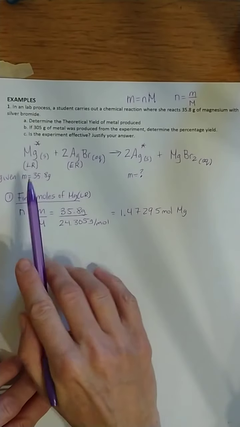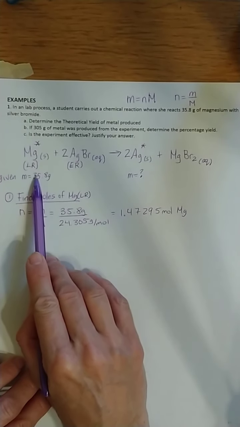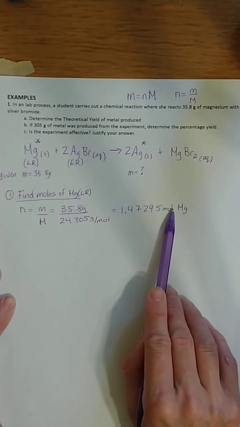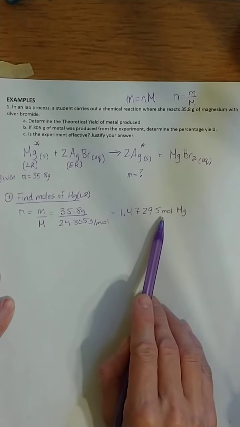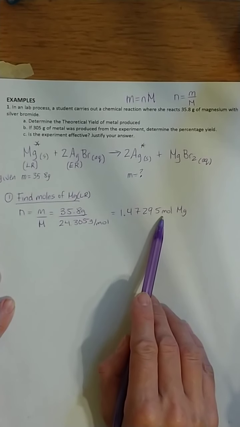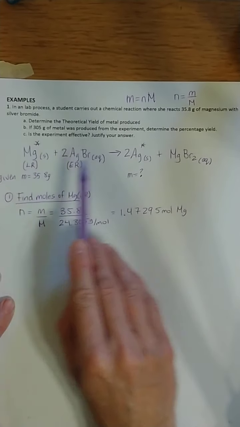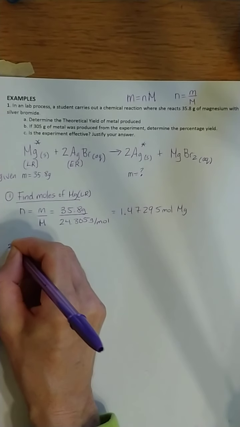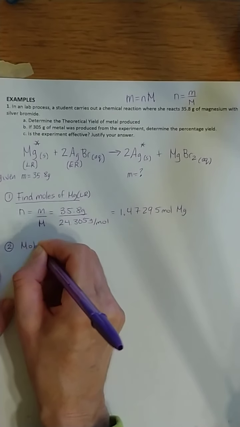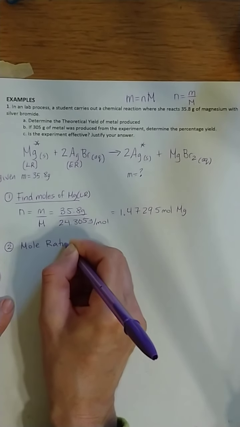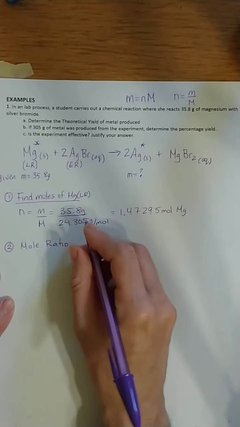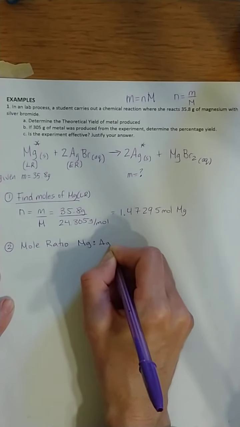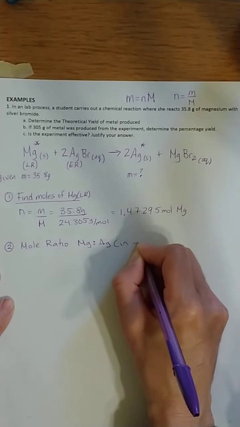We're not done. We have to go from mass of magnesium to mass of silver. So we've done the first step. We've got moles. So why do we need moles? Because to use a mole ratio to go from one substance to another, you need to have moles. So now what we're going to do is our mole ratio. And the mole ratio is going to be Mg to Ag in your equation.